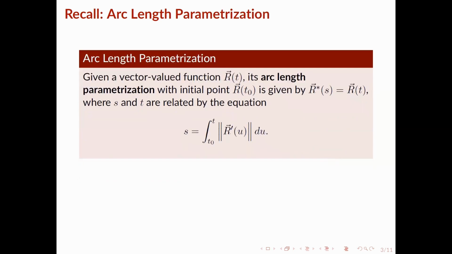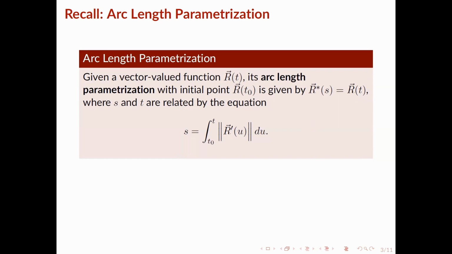Let's move on to arc length parametrization. Given a vector-valued function R, its arc length parametrization with initial point R of t naught is given by R star of s equals R of t, where s and t are related by the equation s equals the integral from t naught to t of the magnitude of R prime. Now, in this case, s is called the arc length parameter and t is the original parameter.